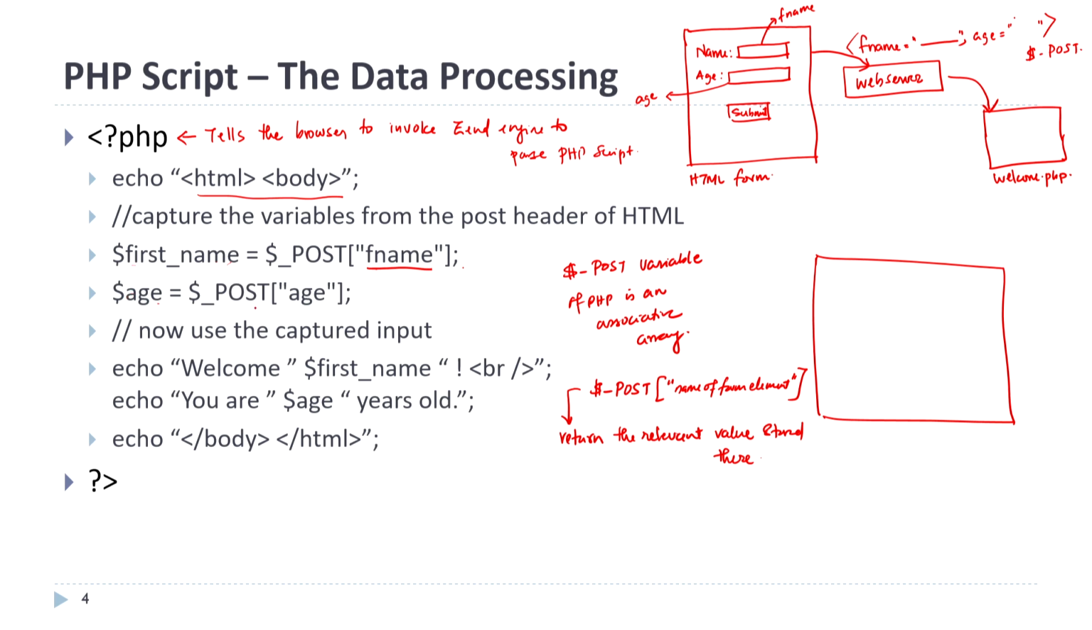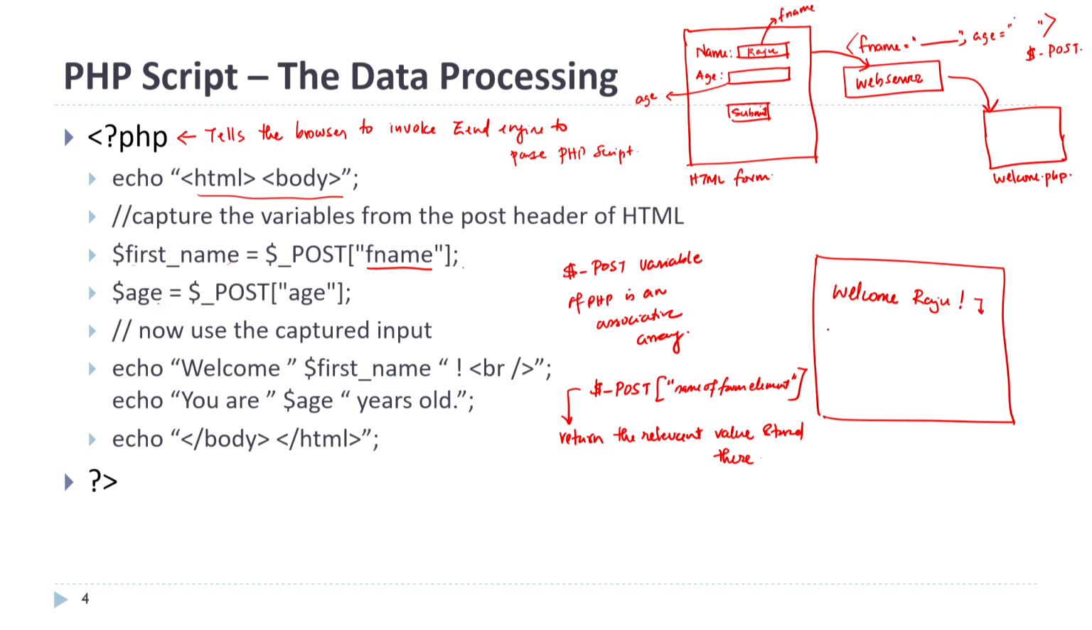Same way for the $age variable, $_POST age, which is the name of the second form element. Now $first_name and $age have both of these values associated with those variables. Now you are going to print with echo: welcome. First it will print welcome, then $first_name, then an exclamation mark and a line break. Let us say I put the first name as Raju, that is the value I typed. Then $first_name will show as Raju, and then we put an exclamation mark, and then there is a line break. So, it will go to the next line.